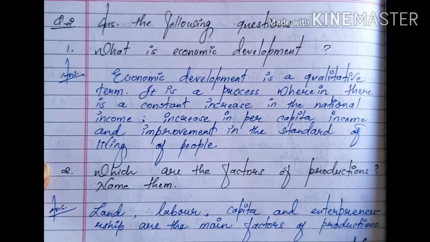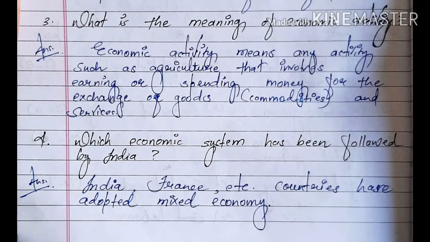Second question is, which are the factors of production? Name them. And the answer is, land, labor, capital and entrepreneurship are the main factors of production. Third question is, what is the meaning of economic activity? And the answer is, economic activity means any activity such as agriculture that involves earning or spending money for the exchange of goods, मतलब कि जो commodities कहते हैं जिसको, and services.